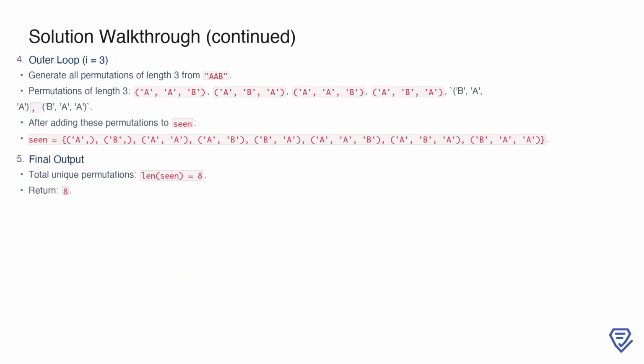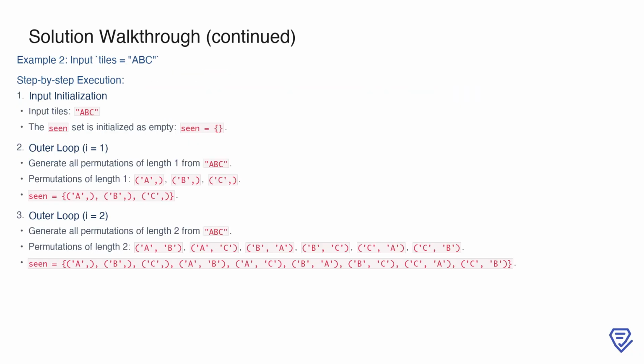For the next step, when i equals 3, we compute all permutations of length 3. These include b, and b, along with duplicates of these combinations. Once added to the scene set, we are left with unique permutations. At this point, scene contains all possible arrangements of tiles up to length 3: a, b, b, and b. The total number of unique permutations is found by taking the length of the scene set, which is 8. Finally, we return this value as the result.